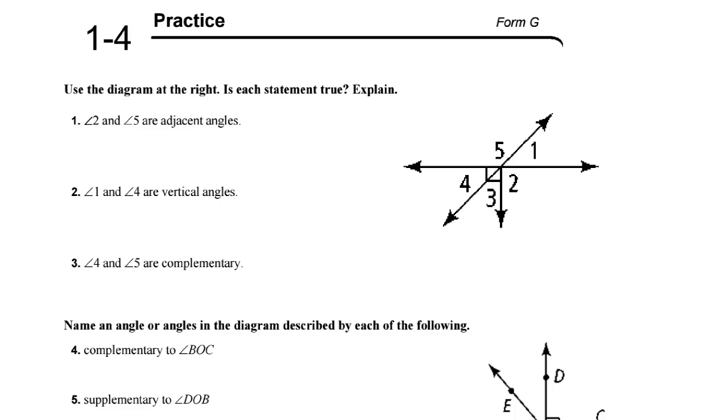I did promise you that I would work on some selected answers. If I'm not mistaken, I said I would do number one. So we have: use the diagram at the right. Is each statement true? Angle 2 and angle 5 are not adjacent. They don't share a common side.